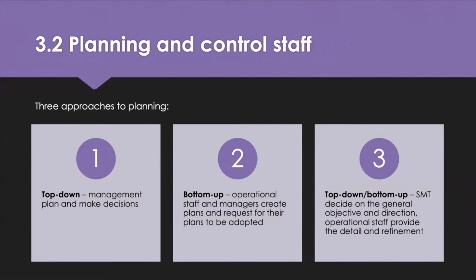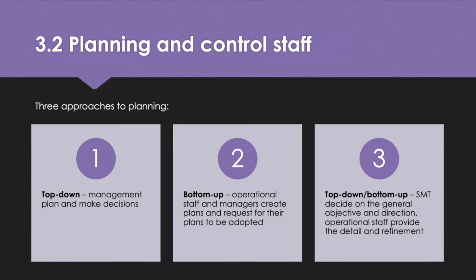So we'll start with number one, the top-down. This is where there are high levels of management plans and they're making decisions and directing managers and staff to allocate resources in a specific way. And that could result in staff dissatisfaction as there's lack of involvement at the operational level.